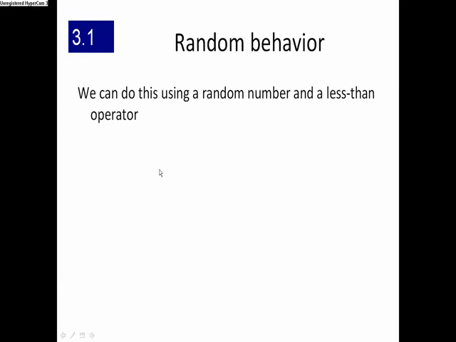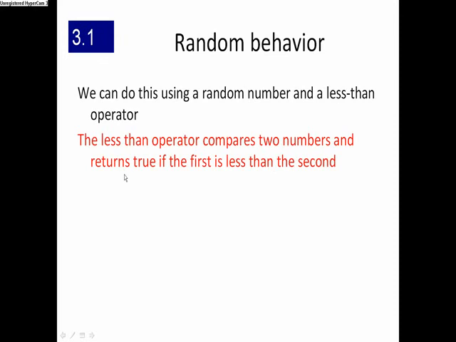Alright, so we can use this using a random number and a less than operator. So here's what we're using, the two things we learned about. We're learning about a random number and we learned about operators. Okay, so the less than operator compares two numbers and returns true if the first is less than the second.